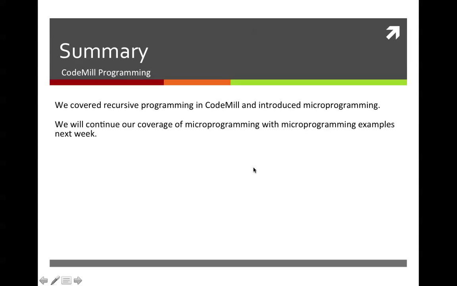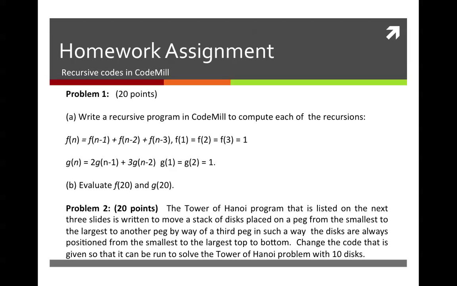for that. Now, here's your homework assignment. You got basically 2 problems to work on. And the first thing is that you want to write 2 programs, one for each of these 2 recursive functions that I've given you. And I want you to evaluate both of these at n equals 20. The second problem is somewhat different. I had written a program that handles what's called the Tower of Hanoi problem in CodeMill. And the code itself is given to you in the assignment that I actually emailed already.